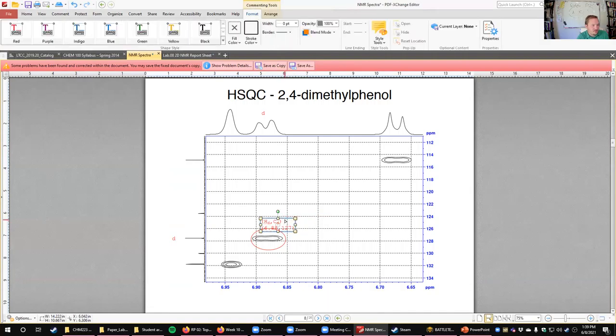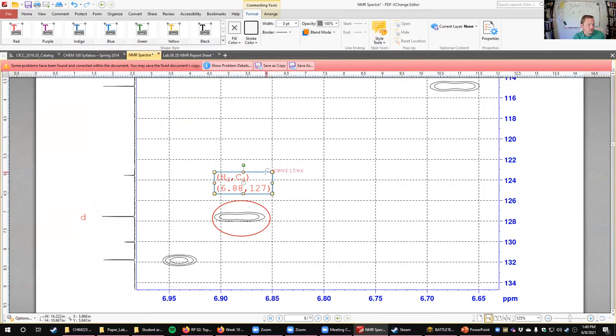So our coordinates here are 6.88 for the x-axis and 127 point whatever for the y-axis. Right, so that's basically how we're translating this. It's not looking at the diagonals so much as you're just looking at the x-coordinate and using it to map to a y-coordinate or vice versa. As soon as you know the X coordinate for one proton, you can use it to find the chemical shift for the carbon associated with it.